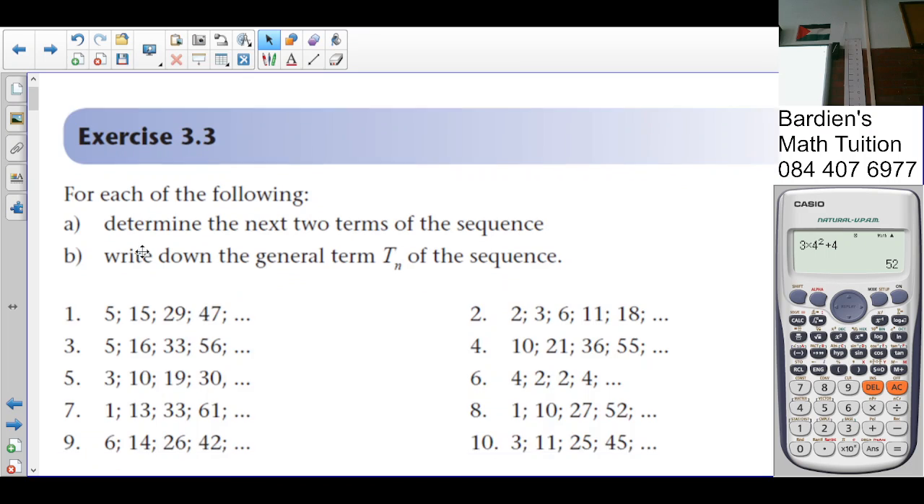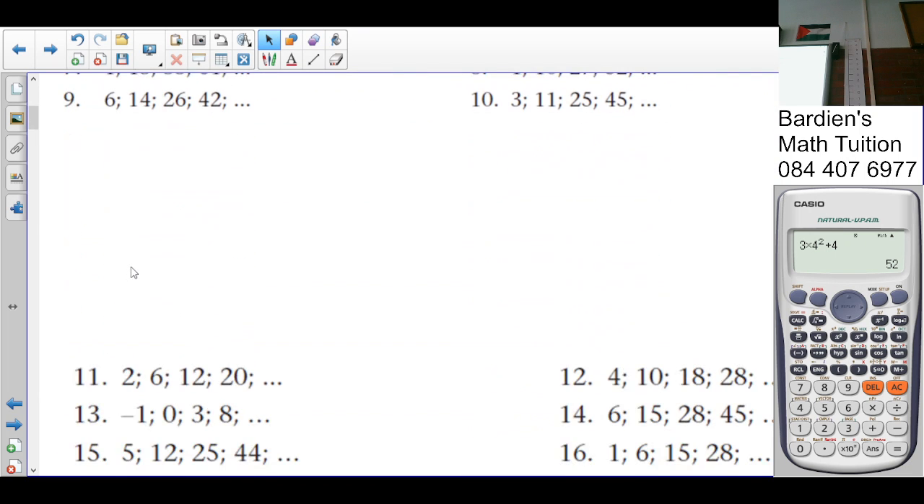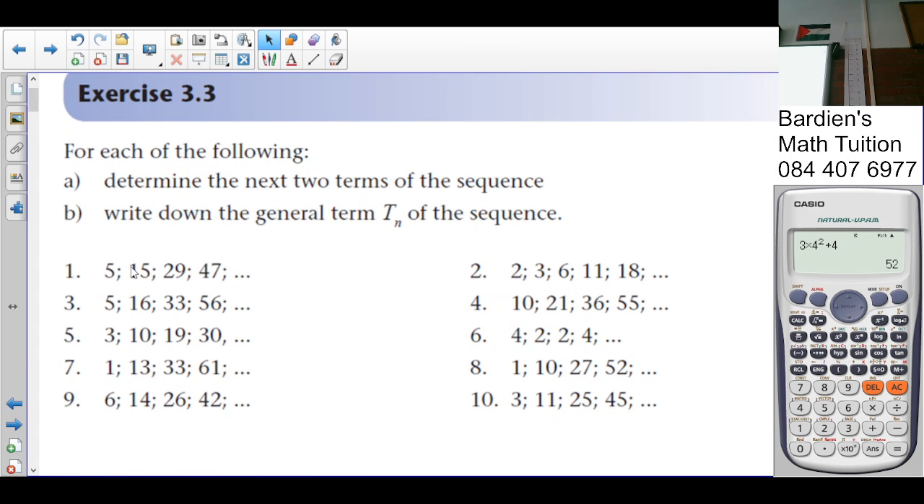Right, so we're on exercise 3.3. I would like you guys to do number 1 quickly. It says determine the next 2 terms of the sequence. Here in this exercise, they ask you to work on the terms first. Can you see? And then they want the general term. So I'll give you a couple of minutes to do exercise 3.3 number 1. Okay. I'll pause the video at this point.